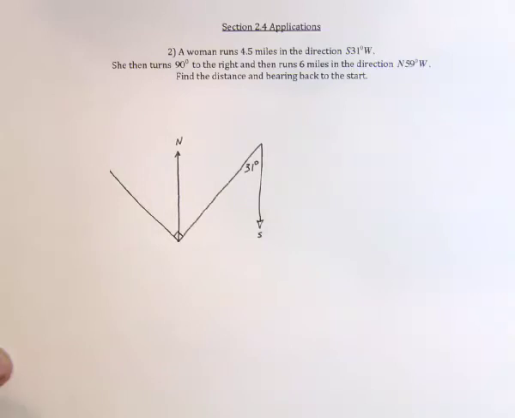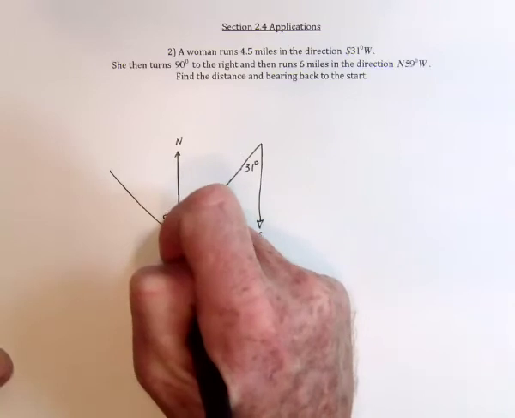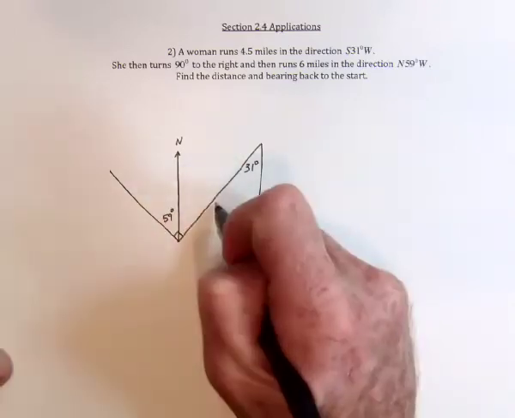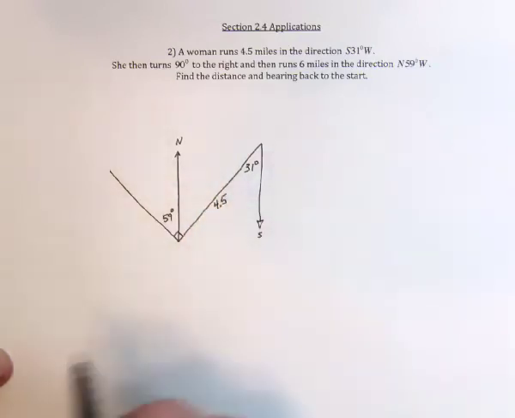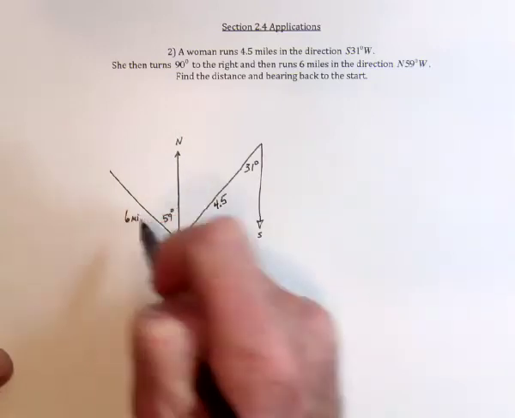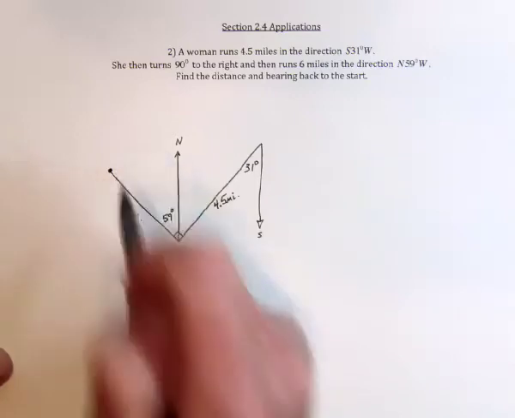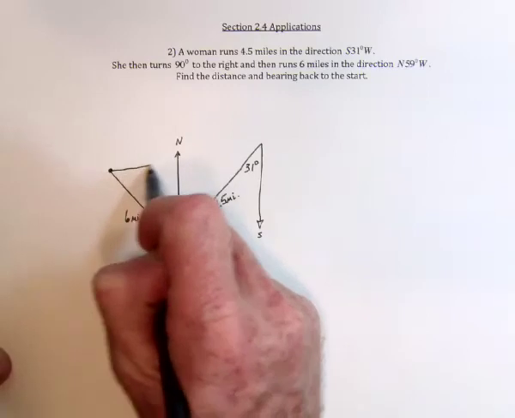From the north, go 59 degrees to the west. And this was 4.5 miles. And the second part of the run was 6 miles. So find the distance and bearing back to the start. So here she is, and then going back to the start of the run would go this way.